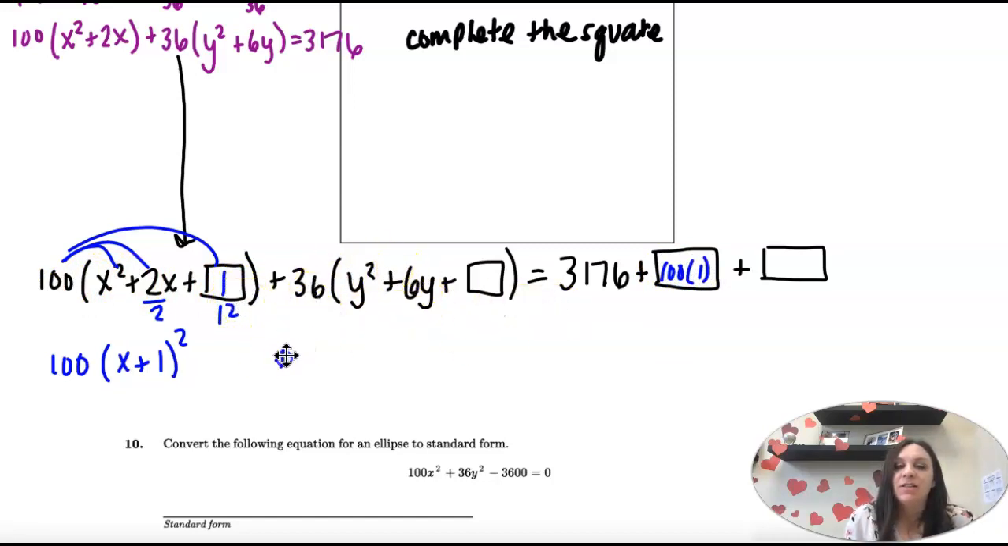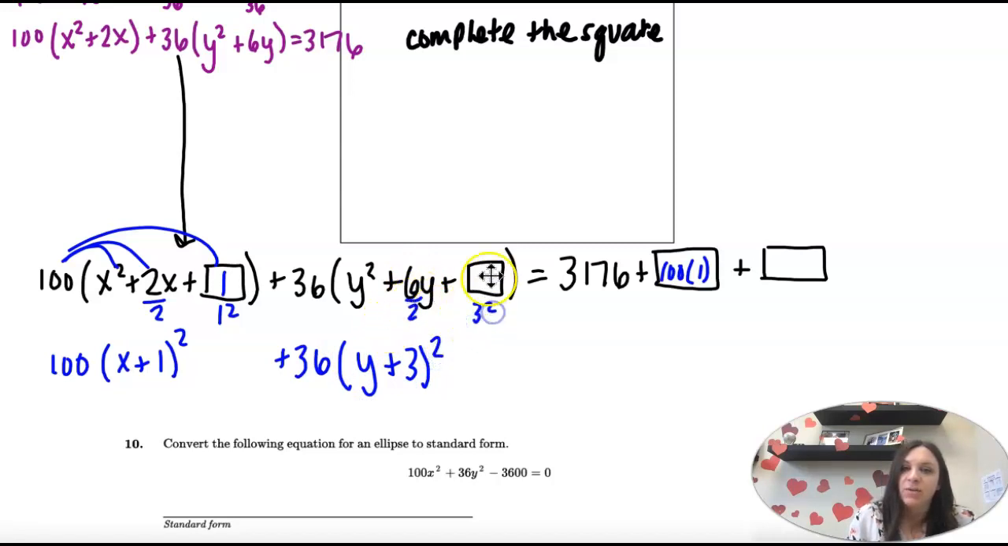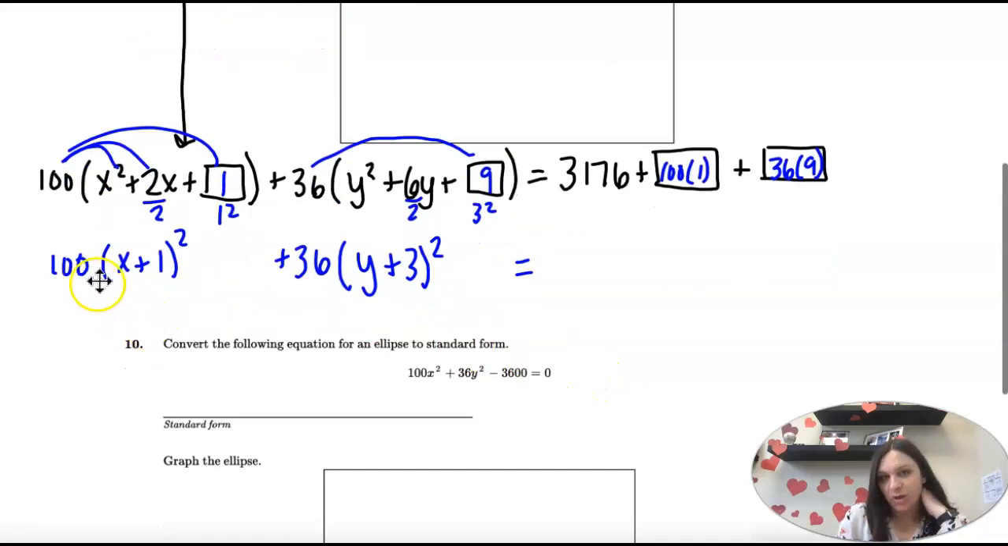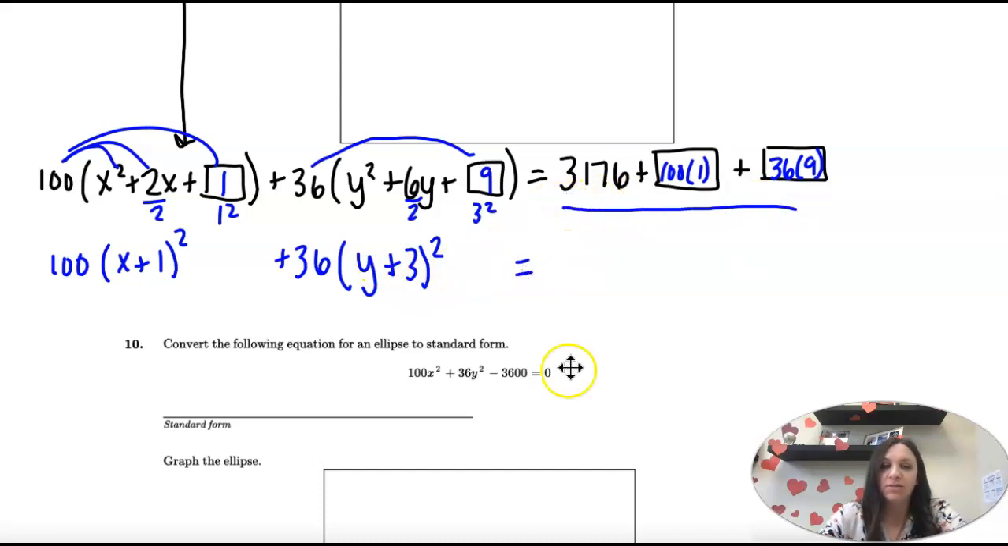So here, now let's do y's. I still have the 36, and then I'm going to have y plus 3 squared, which is 6 divided by 2. But then 3 squared goes here, and it's the same concept. I would be timesing that 36 and 9 on the left and on the right, if I were to multiply it out, which we're not going to. Okay, so now I have 100 x plus 1 squared plus 36 y plus 3 squared equals, now I have to put all this in the calculator.